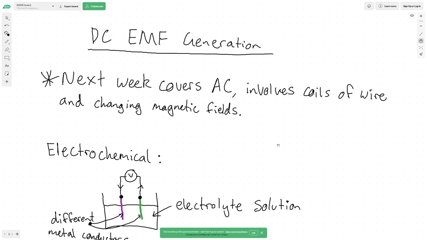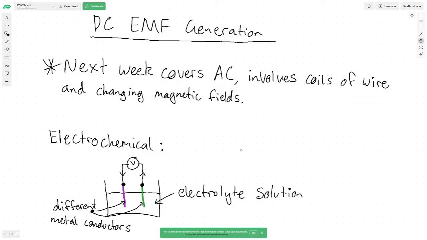I said next week we'll be doing AC EMF generation, but to quickly give you an idea, it involves coils of wire, but it doesn't necessarily have to be a coil of wire. But for now, that's what we'll say: a coil of wire and a changing magnetic field. This is all to do with magnets and their opposing poles, but that's what we'll get into next week. Just hint, hint, that's important to know for now.